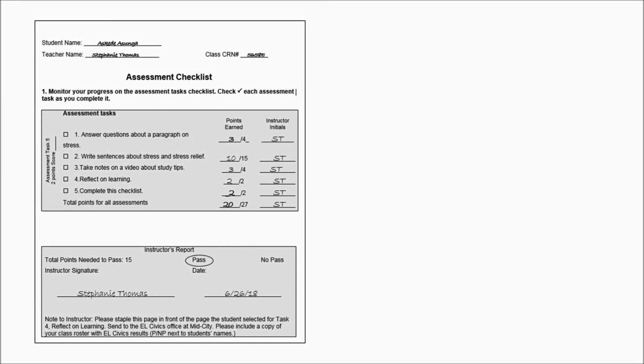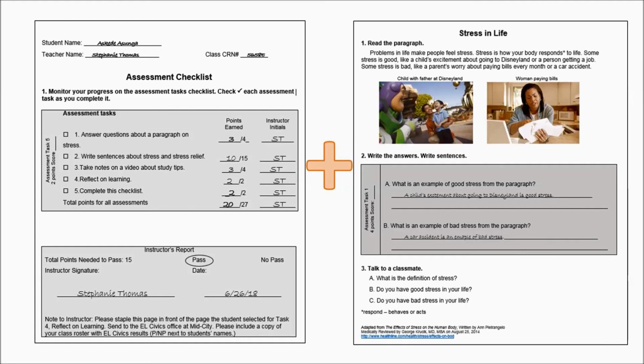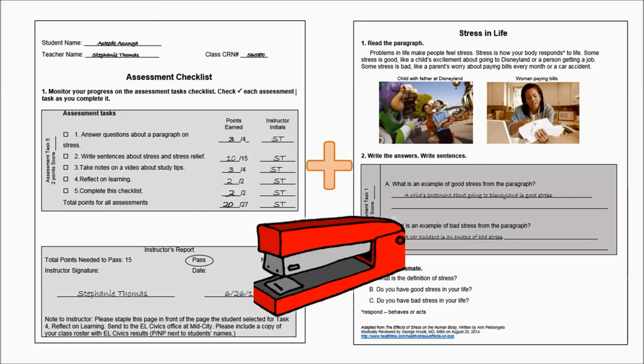Once your students complete all assessment tasks, add their scores to find the total. Then, complete the instructor's report on the bottom of page 10. Detach this last page from the student's portfolio. Staple it to the lesson selected by the student in Task 4 and submit this with a copy of your roster to the ELCivics office.